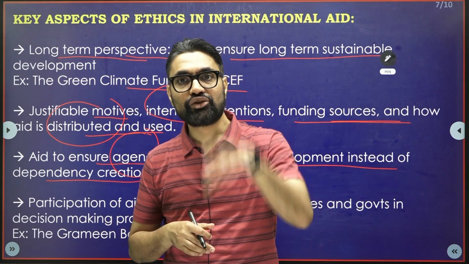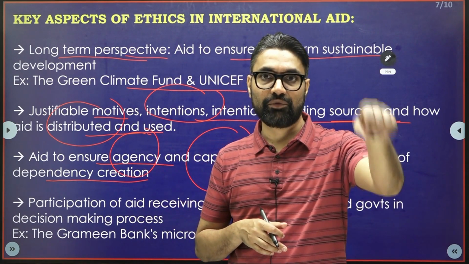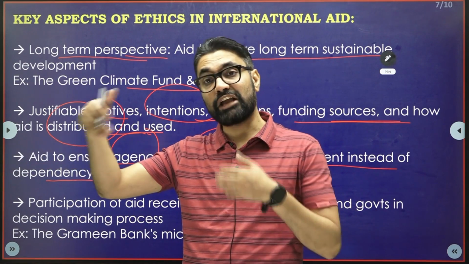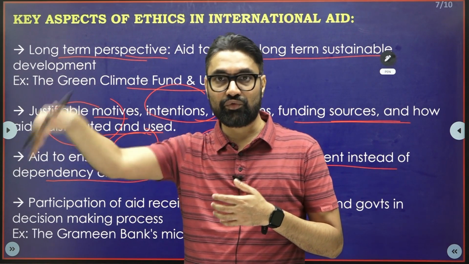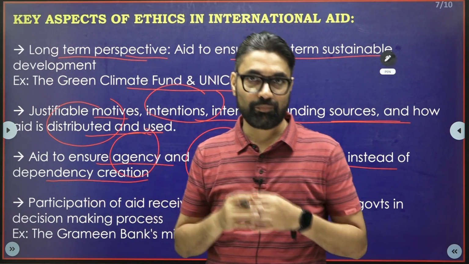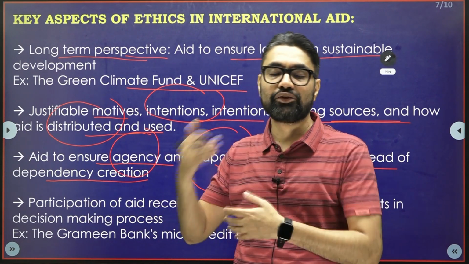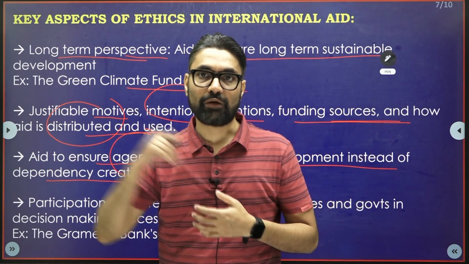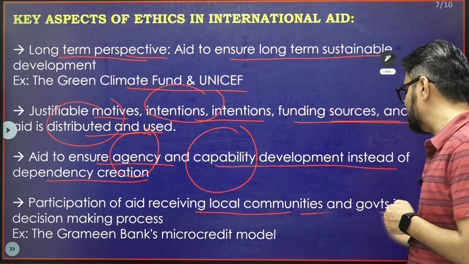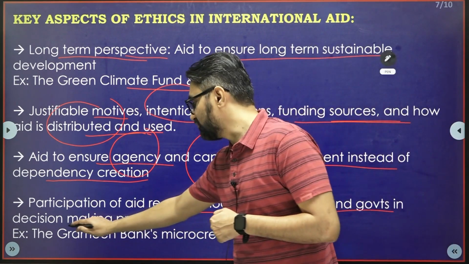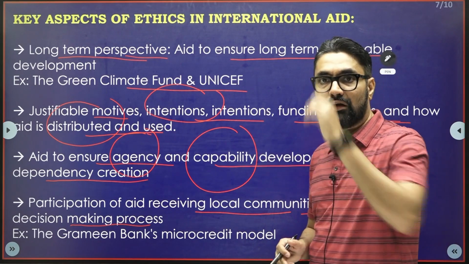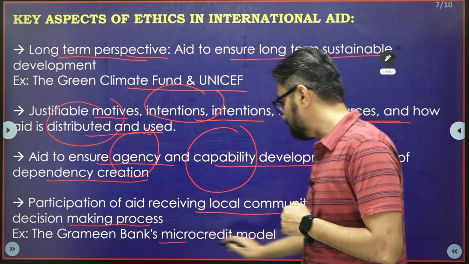That's why ensuring participation of the local community, the people receiving aid, or the government or country to whom you are giving aid, and making that country a stakeholder in the decision-making process, is important. That way, you can ensure efficient and effective use of international aid. So participation of aid-receiving local communities and governments in the decision-making process is a very important parameter of international aid. And that's what this Grameen Bank's microcredit model does.